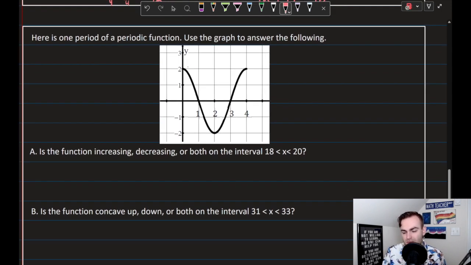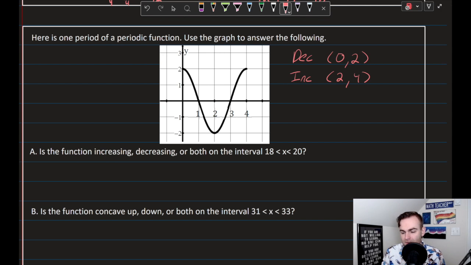It starts at 2 at 0, and then at 1 it's 0, at 2 it's -2, at 3 it's 0, and 4 is 2. Let's figure out what's going on here first, and then we can try to answer some of the following questions based off of our observations. So if I look here on this interval, I know that it is decreasing from 0 to 2. So it's increasing from 2 to 4.